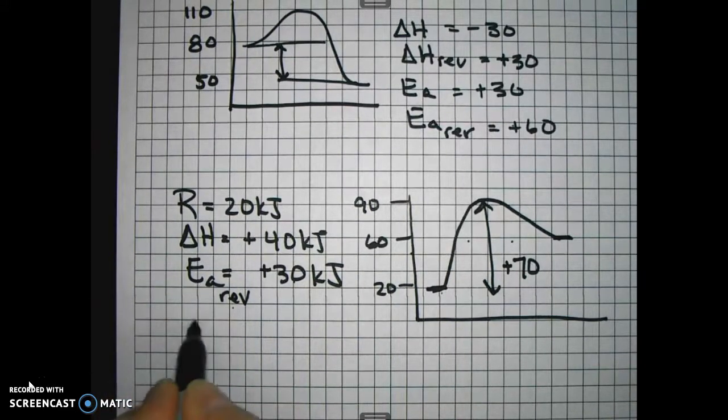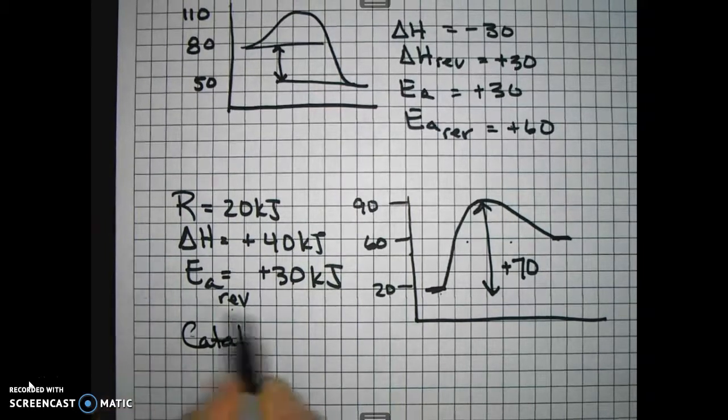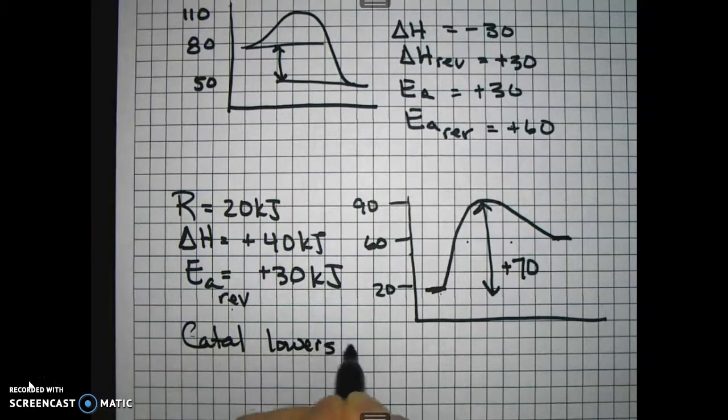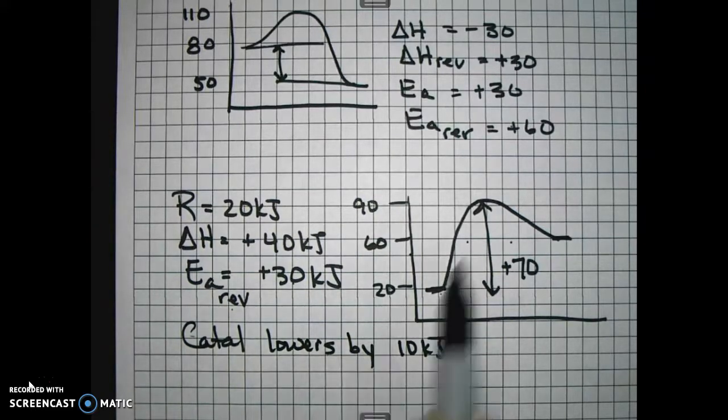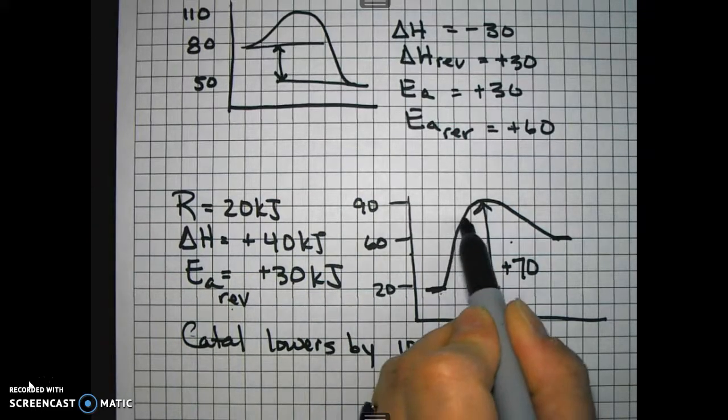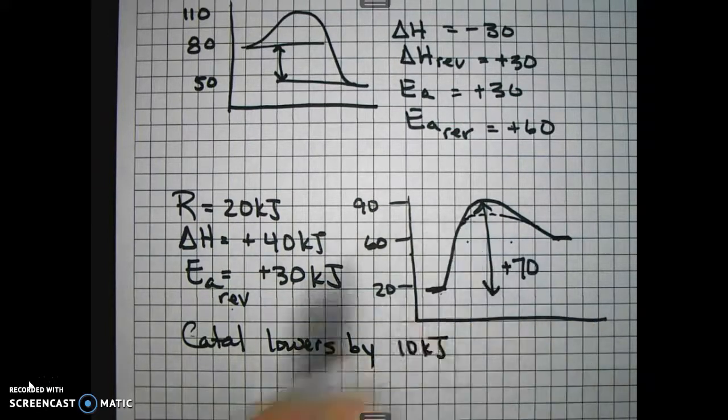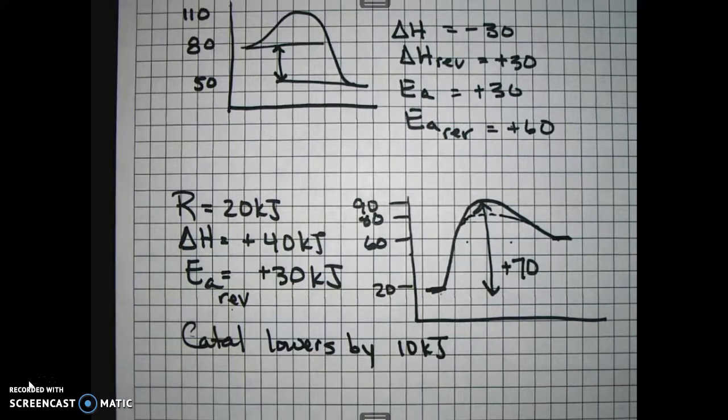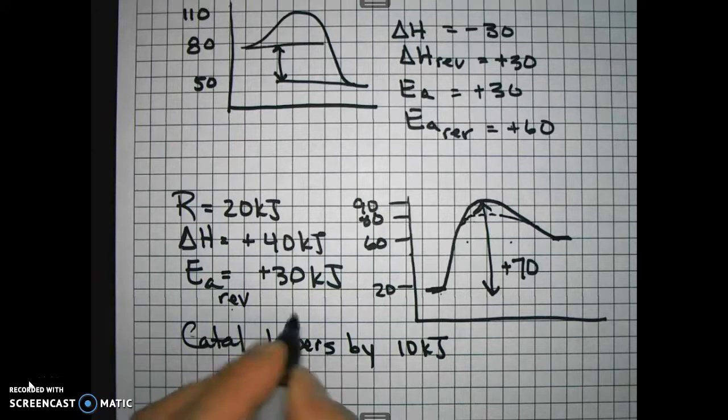If we were to add a catalyst, and the catalyst lowers the activation energy by 10 kilojoules, what would you do with it? Well, instead of having a peak up at 90, you'd have it at 80. So there is where your activation energy would be with the catalyst.